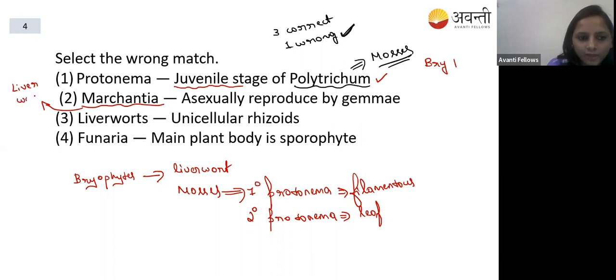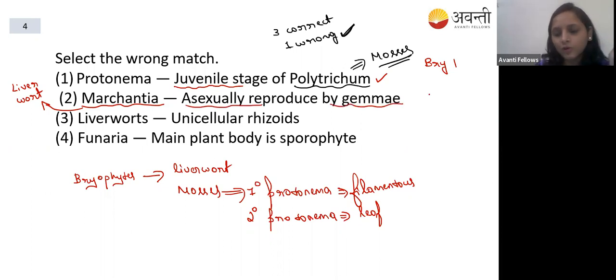Liverwort. Because its class name is Hepaticopsida, so that's why we call it liverwort. Hepato means what? Liver, right? The example is Marchantia, which reproduces asexually by gemmae.